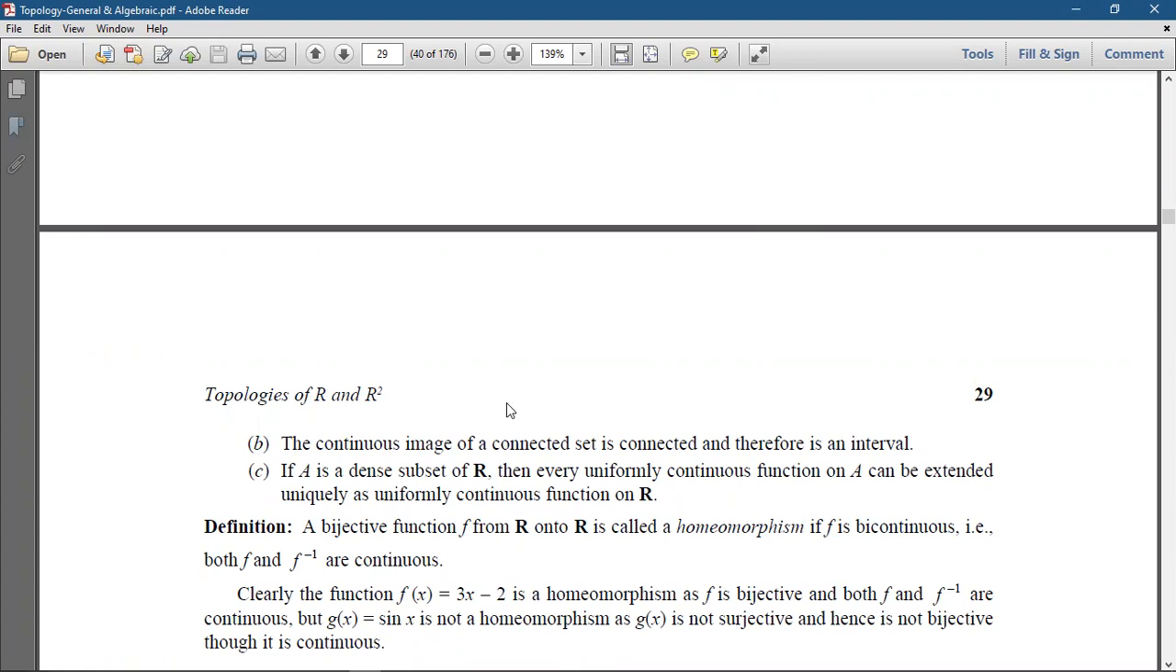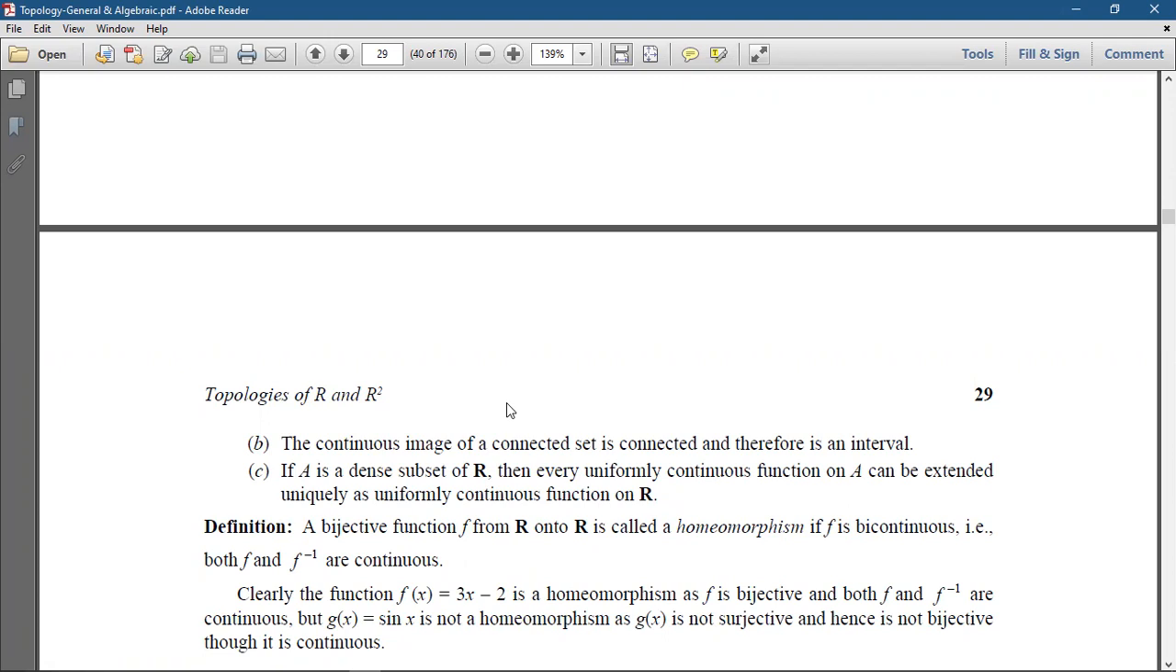Now, I'm going to define the homeomorphism of a function. You know very well the bijective function. A bijective function is nothing but a one-one onto function, the function which is one-one as well as onto, that means both-side mapping. A bijective function f from R onto R is called a homeomorphism if f is bicontinuous. The word bicontinuous means the function f and its inverse function f inverse both are continuous, that means continuous from both sides.